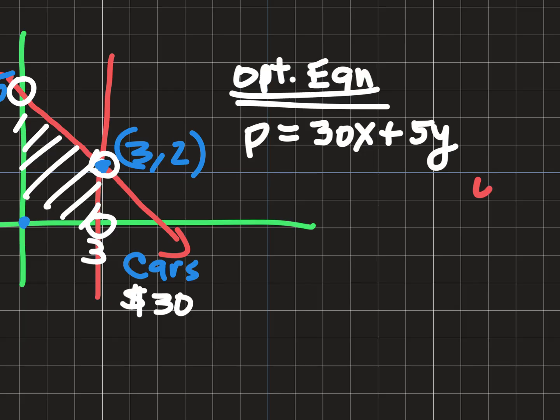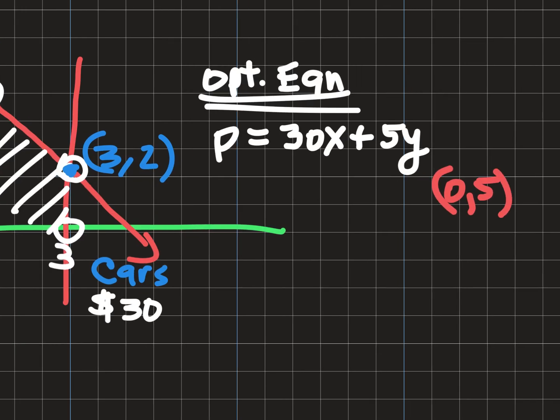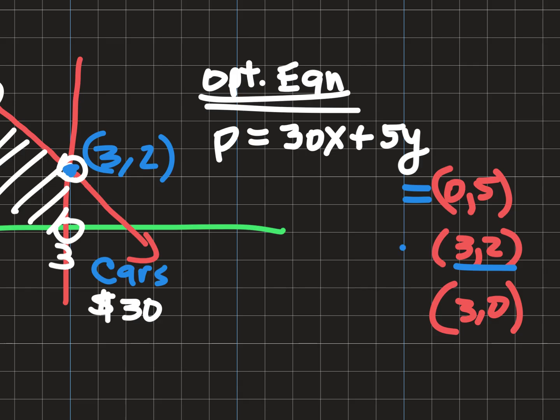0, 5 is one of my points. 3, 2 is one of my points. And 3, 0 is one of my points. Now I totally would get, if you're just thinking at all, you know 3, 2 is going to be better than 3, 0. Okay, I get it. But I still need you to test all of the points except 0, 0.